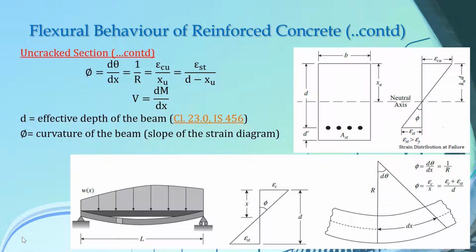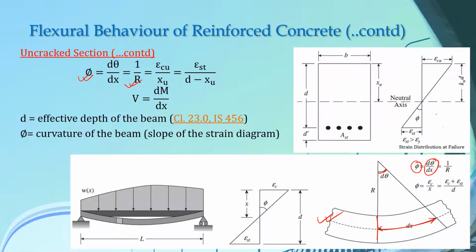Similarly, other relationships have also been derived here. You can see we have derived the value of phi, which is our curvature. The value of phi is given by d theta over dx. If you look at the diagram at the bottom here, we have taken a section of our beam where d theta is the small angle subtended by this small radius dx. Hence our curvature is given by d theta by dx or 1 by r.